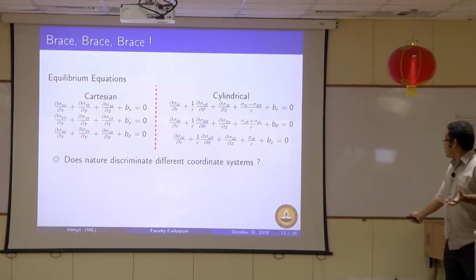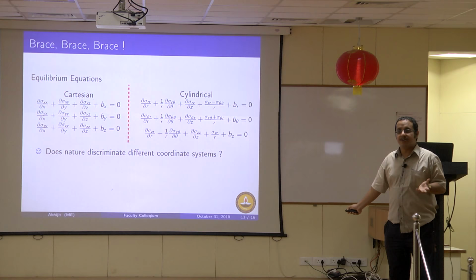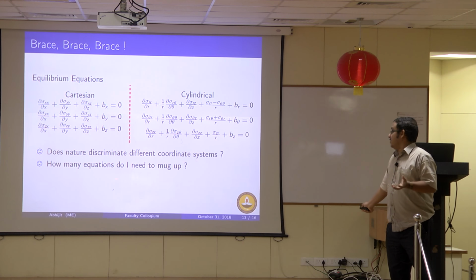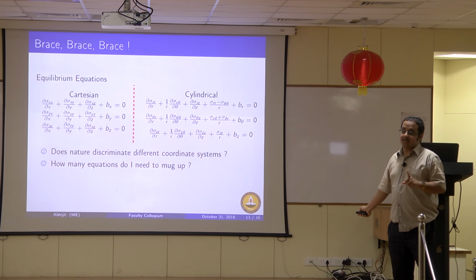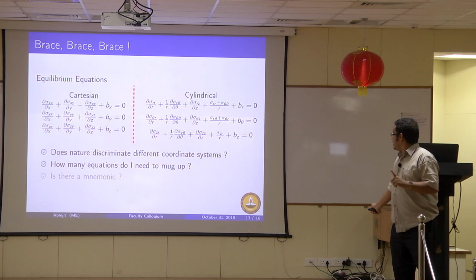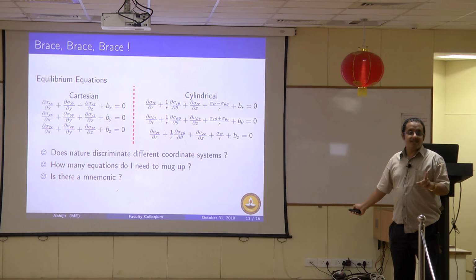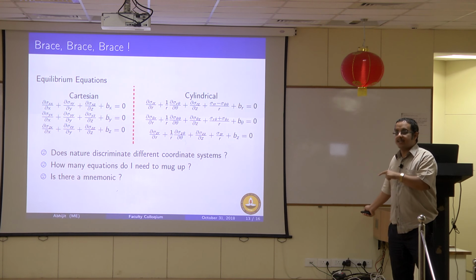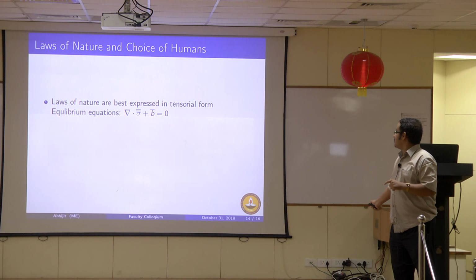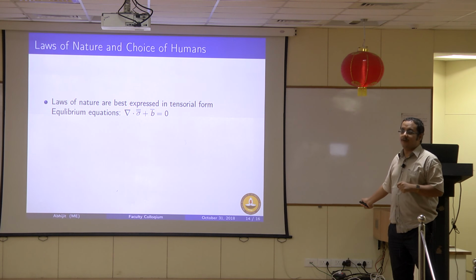So, the question is, does Mother Nature discriminate between the different coordinate systems? And more importantly, how many equations does one need to mug up? And is there a mnemonic for that? Because every equation seems different. The answer is again lying embedded in the tensor. The laws of nature should be best expressed in tensorial form.